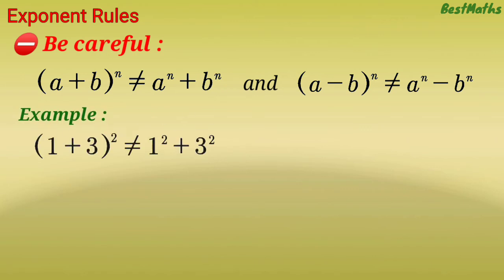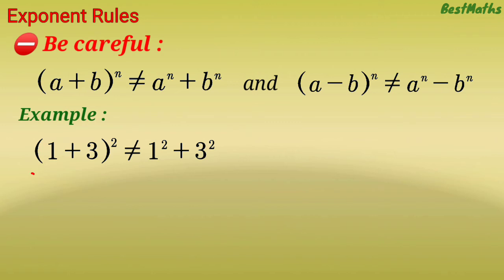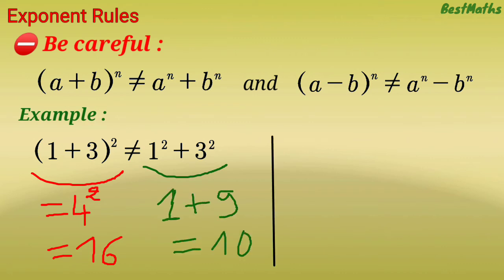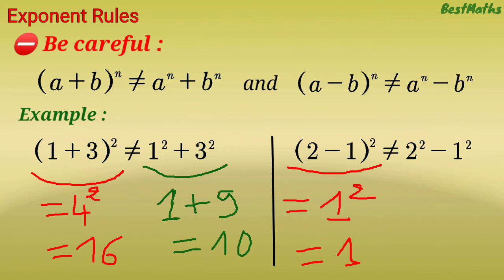For example, 1 plus 3 squared is not the same thing as 1 squared plus 3 squared. The first term is equal to 4 squared, which is 16, and the second term is equal to 1 plus 9, which is 10. Another example, 2 minus 1 squared is not equal to 2 squared minus 1 squared. The first term is going to be 1 squared, which is 1, and the second term is going to be 4 minus 1, which is 3.